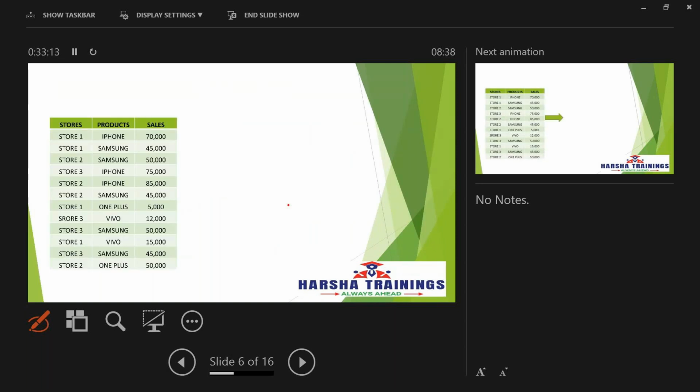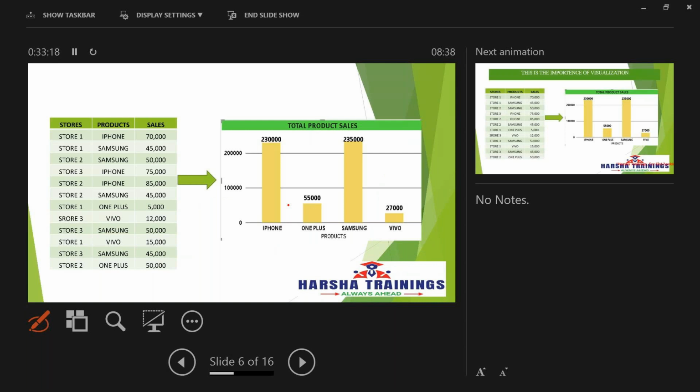We have seen that with respect to the stores. Now this is with respect to products. We know what the products are: iPhone, OnePlus, Samsung and Vivo. In this graph, if you observe, which product is giving good sales here?